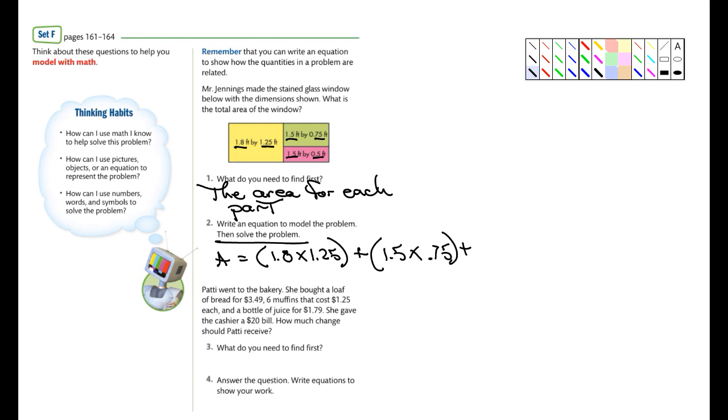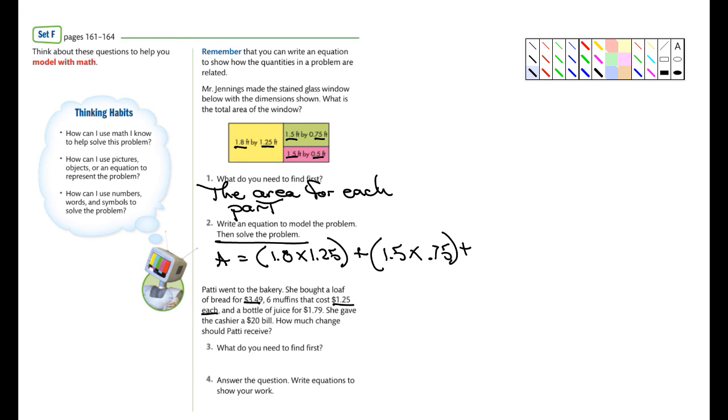3 and 4. Let's look at that real quick. Patty went to the bakery. She bought a loaf of bread for this much, 6 muffins that cost $1.25 each. That's important. And a bottle of juice. She gave the cashier a $20 bill. How much change should she get? So hopefully that lawnmower isn't coming across on the video.